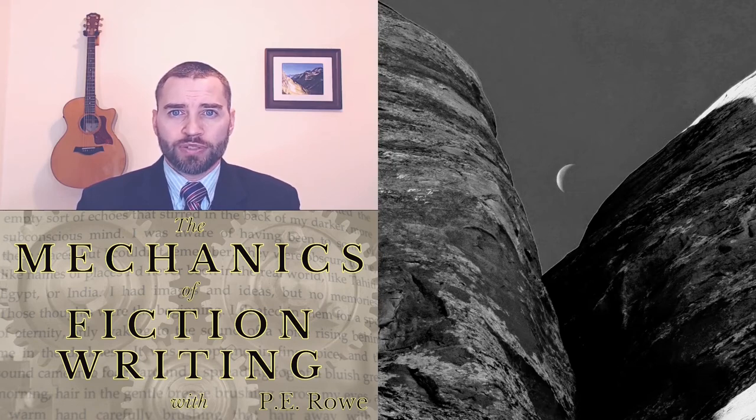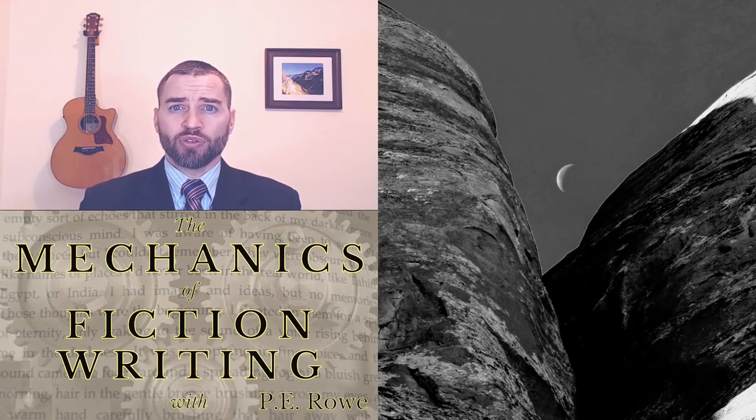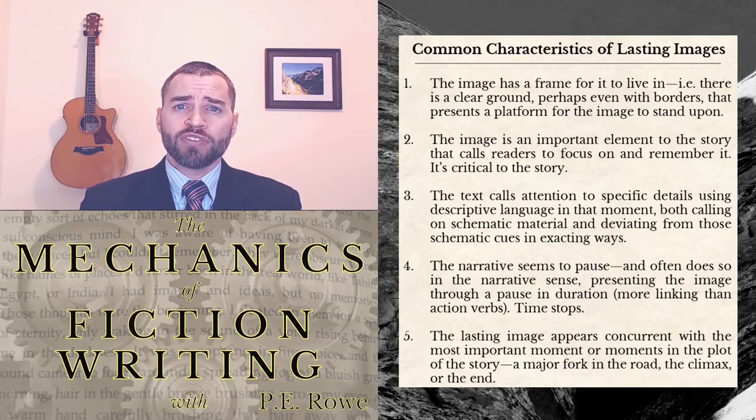I offer these commonalities not as requirements for a lasting image, but they do appear frequently. You might not need to check every box to create a lasting image, but an image that possesses four of these five qualities stands a better chance of building a lasting image in the reader's mind than an image formed only with one. Here they are in full. 1. The image has a frame for it to live in. That is, there's a clear ground, perhaps even with borders, that presents a platform for the image to stand upon. 2. The image is an important element to the story that calls readers to focus on and remember it. It's critical to the story.